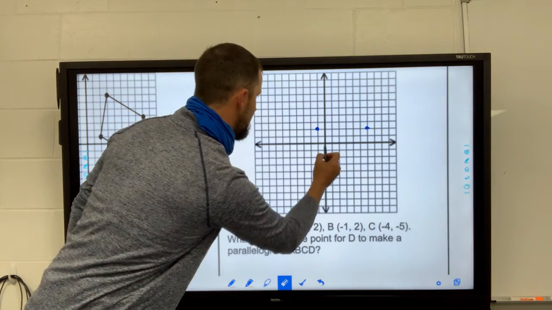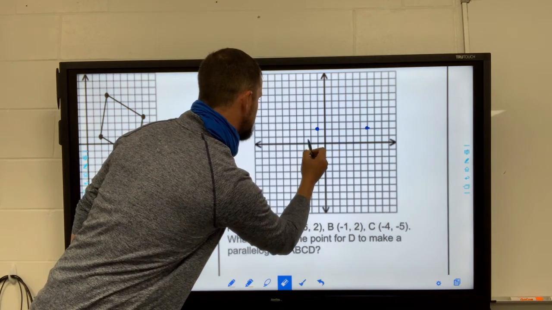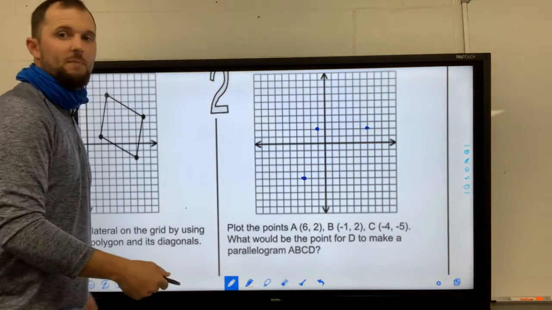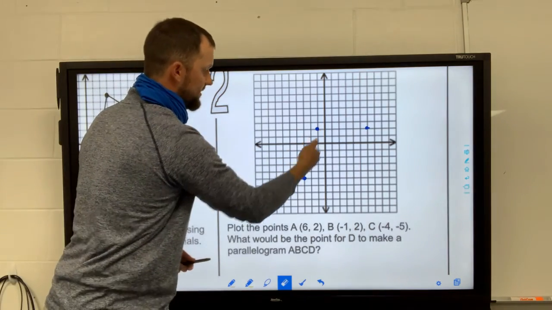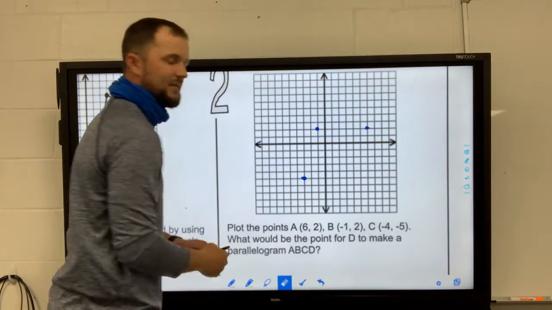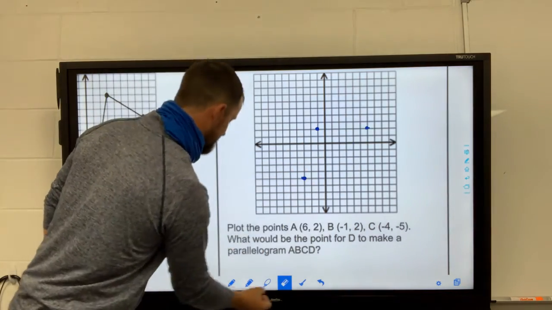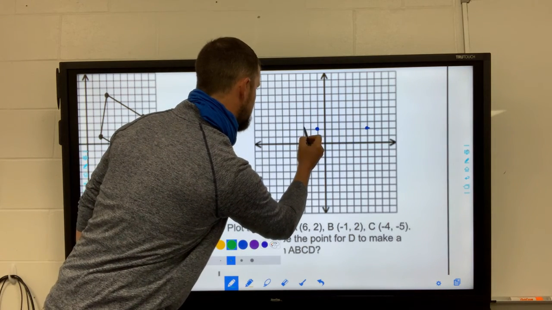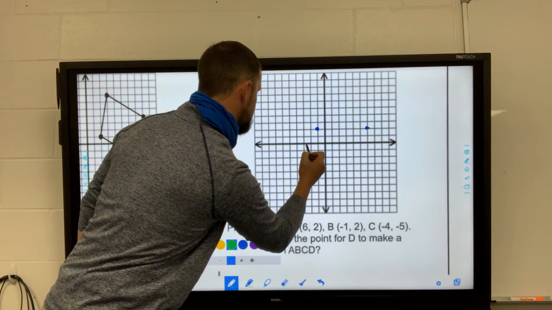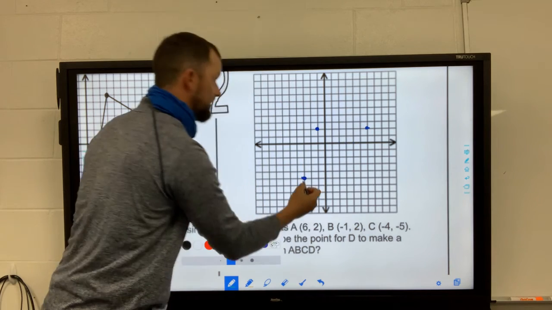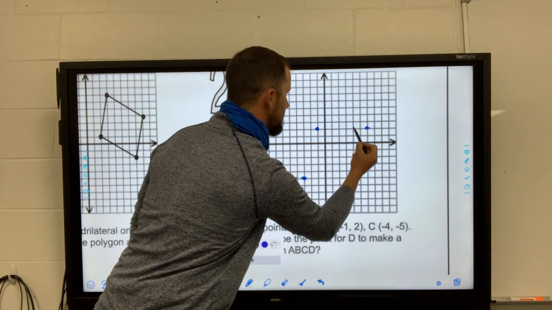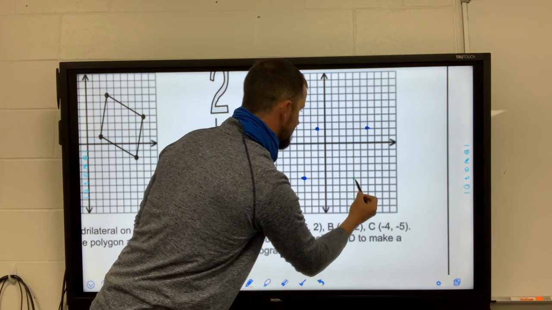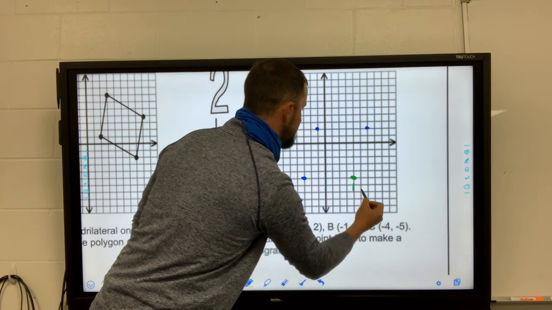So I know that opposite sides are going to be parallel. So that means this point to this point and this point to this point have to be parallel. So for the slope from this line to this line here, it's going to be over 1, 2, and then down 1, 2, 3, 4, 5, 6, 7. So from this point, I'm going to go over 1, 2, then down 1, 2, 3, 4, 5, 6, 7. So boom, right there is where point D would go.